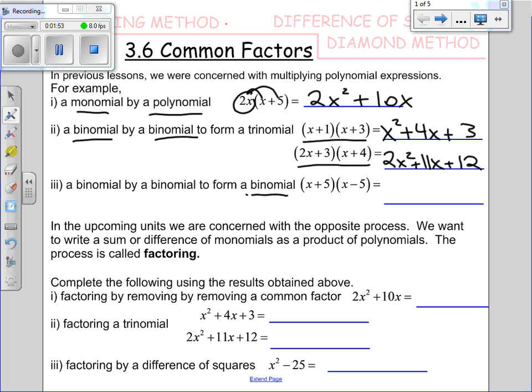Sometimes our binomials by binomials formed a binomial, and that's a special case which we'll look into even further. It results when you have a positive and a negative 5 that are the exact same, because they cancel each other out. So when this term is equal to that term, the ones in front of the x's, and the second terms were opposites, a plus and a negative 5, they cancel each other out. So we have x squared minus 25.